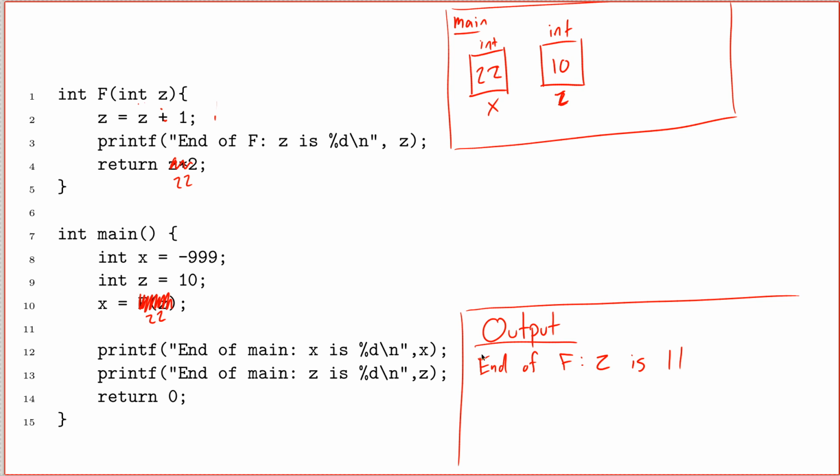All right, and then we print two things. We print end of main twice, and the first time it's end of main, x is, we go looking, x is the value 22. And then the third line here is end of main, z is, and we go look at the value of z, it is 10. And because I used that diagram, I was never at risk of confusing this z with this one. But it's an easy mistake to make if we don't keep our thoughts organized.